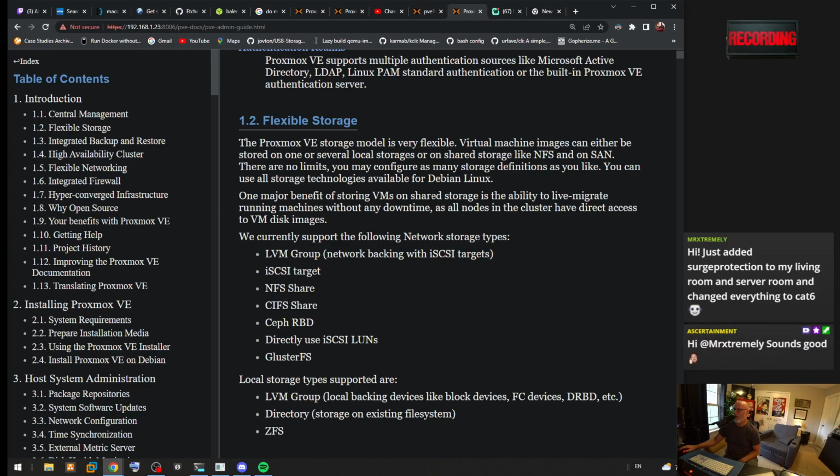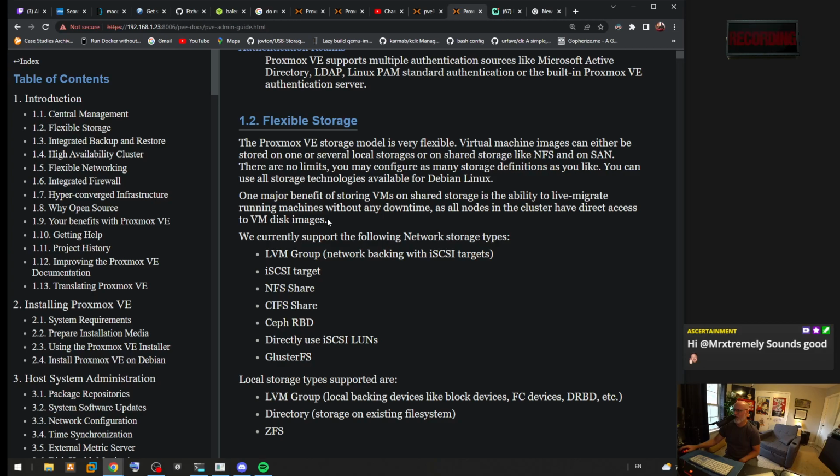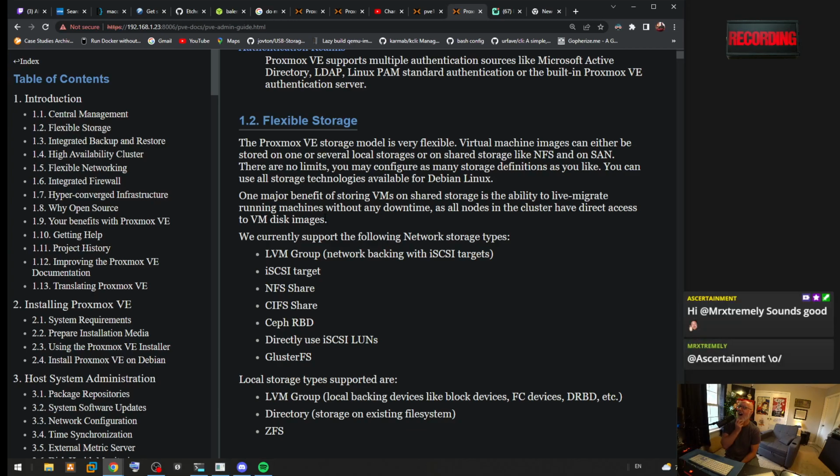One major benefit of storing VMs on shared storage is the ability to live migrate running machines without any downtime, as all nodes in the cluster have direct access to VM disk images. That blows me away. That means that they're using some sort of network file system to synchronize all of the local disk-based storage available. I'll have to read that again. One major benefit of storing VMs on shared storage.